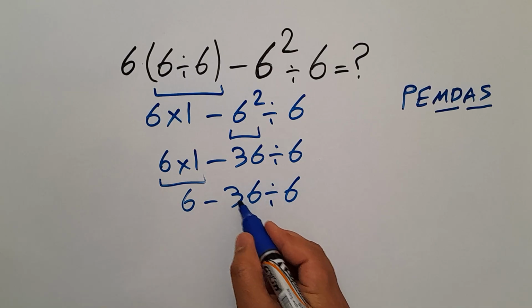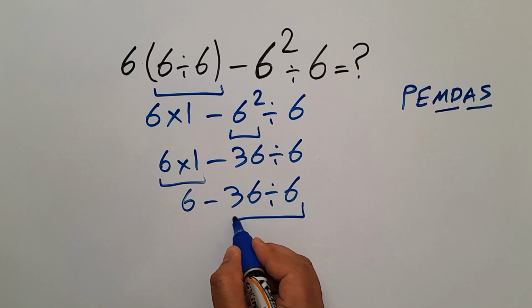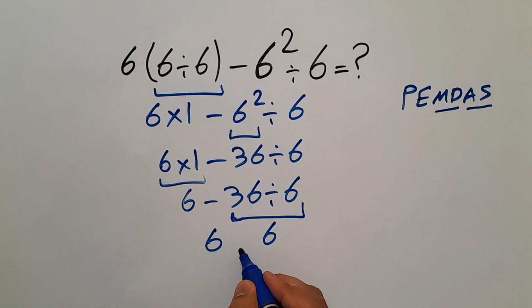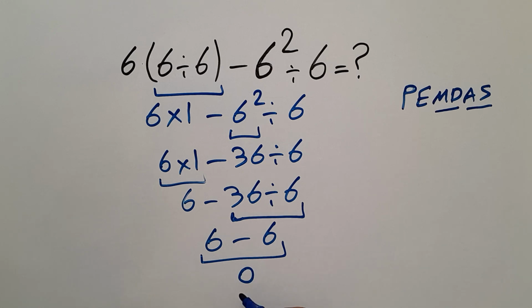Now we do this division. 36 divided by 6 gives us 6. So 6 minus 6, which equals 0. So our final answer to this problem is just 0.